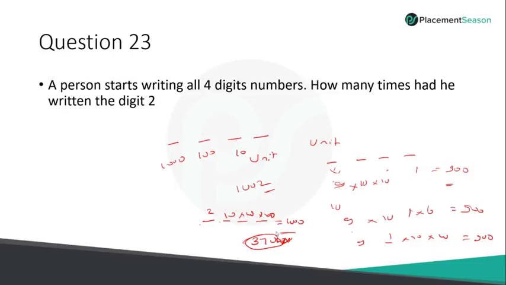A person starts writing all the 4-digit numbers. How many times had he written the digit 2? In unit digit, he can write 900 times. If it is on the 10th digit, 900 times, and if it is on the 100 digit, 900, and if it is on the 1000 digit, 1000 times it can be used. So totally 3700 times he can write. Clear?